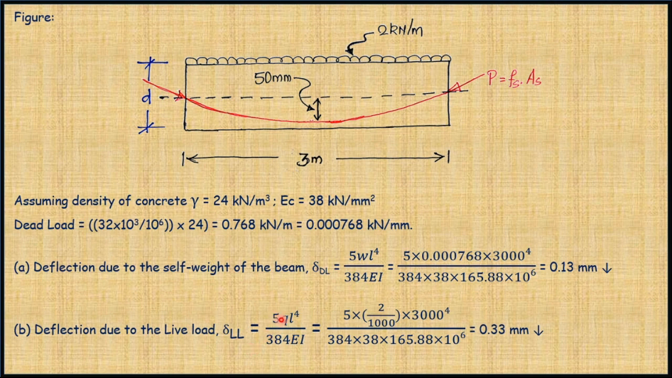Similarly, deflection due to the live load of the beam. The beam is having a live load Q, which is in kilonewton per meter. Converting that kilonewton per meter into kilonewton per mm and substituting the values, we found the deflection of the member as 0.33 mm in the downward direction. So this is the deflection due to self-weight and deflection due to live load.